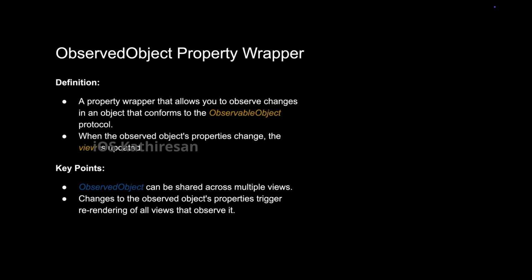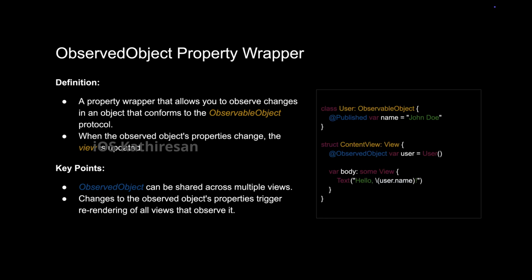Okay, the key points are that ObservableObject has three components: the ObservableObject protocol, and the Published variable, and also the ObservedObject. Okay, an ObservedObject can be shared across multiple views. Changes to the ObservedObject property trigger re-rendering of the view that observes it. Okay, so here is the example.